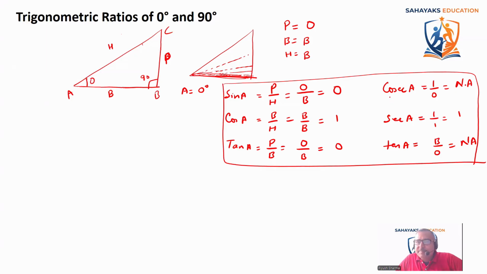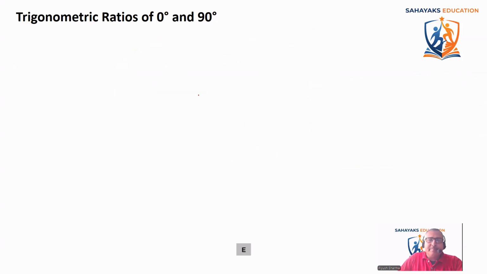Does it make sense? Okay. If it makes sense, let's make this triangle one more time to find out the trigonometric ratios for 90 degree. Let me just make it again. So I'm making this triangle as 90 degree. As we made for 0, we are going to do the same thing for it.